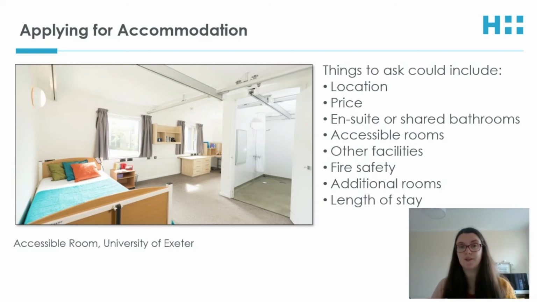You might want to think about fire safety. So if you are a wheelchair user, do they have a refuge point or an evac chair if you're not on the ground floor? If you have a hearing impairment, do they have flashing fire alarms? And what kind of systems do they have in place for getting you out of that room if you haven't heard the fire alarm? Do you need an additional room for a live-in carer? A lot of universities do have that facility, so obviously shop around, have a look, and definitely you will find universities that can accommodate that.